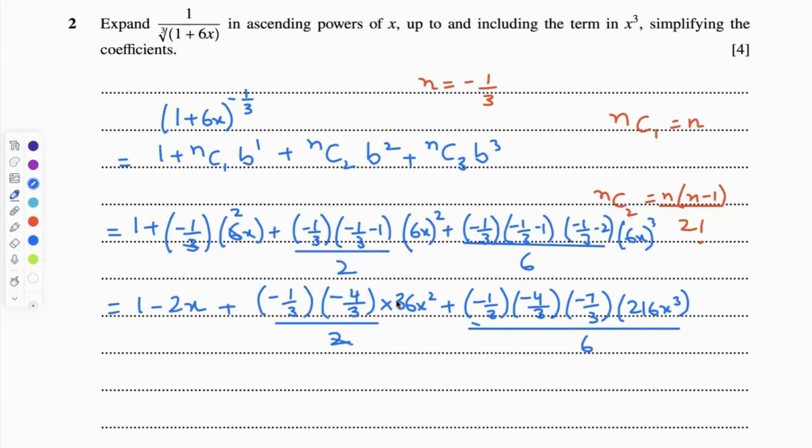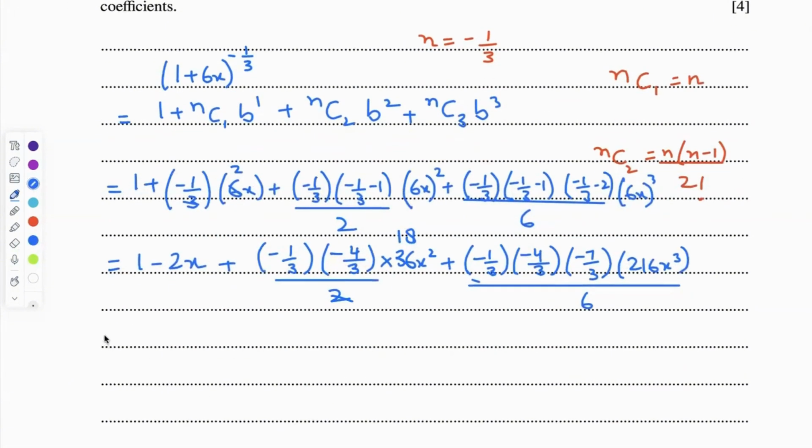So this 2 and 36 cancel out and become 18. So we'll get 1 minus 2x. The negatives over here will also cancel out. So this will become 4 times 18 divided by 9. So 4 times 18 is 72. 72 divided by 9, that becomes 8. So this will become plus 8x squared.